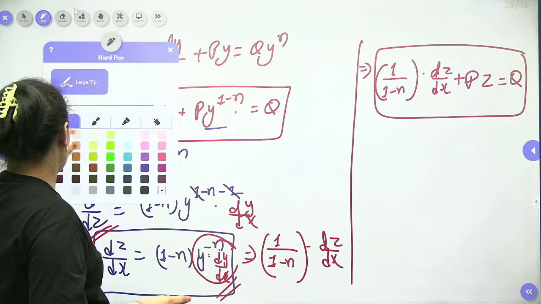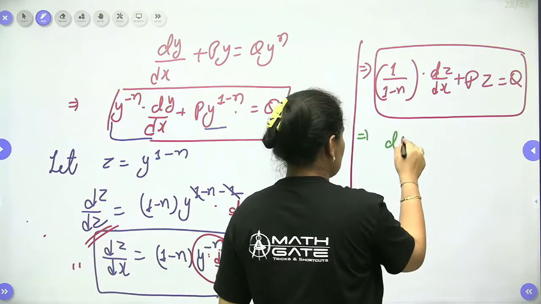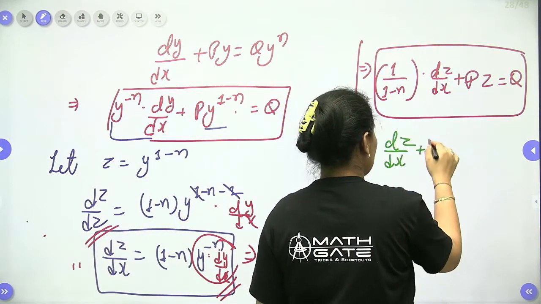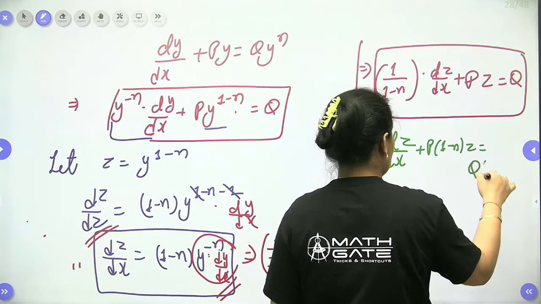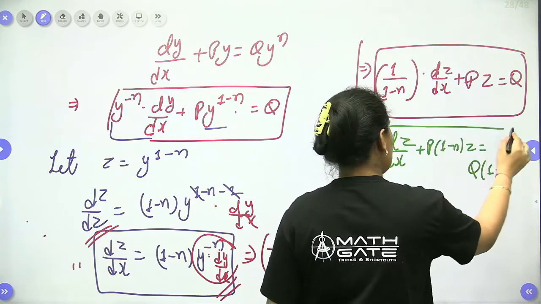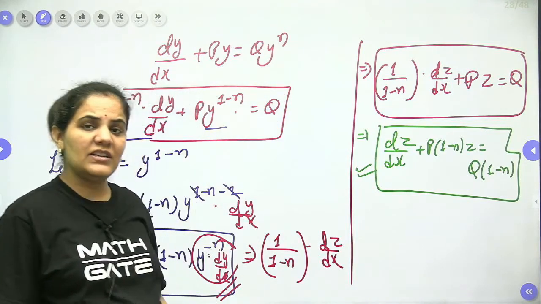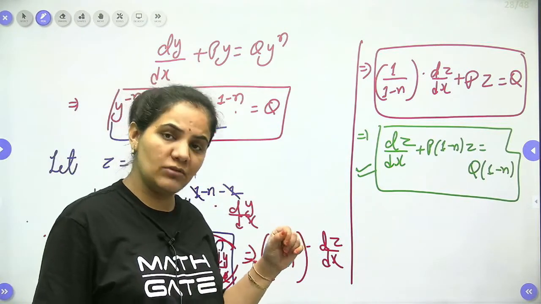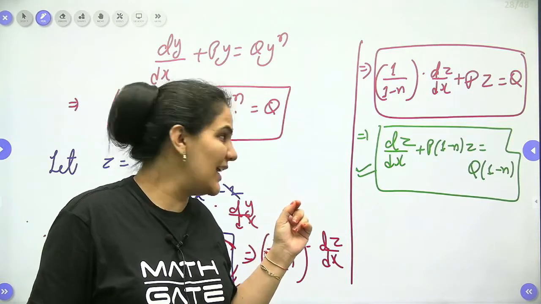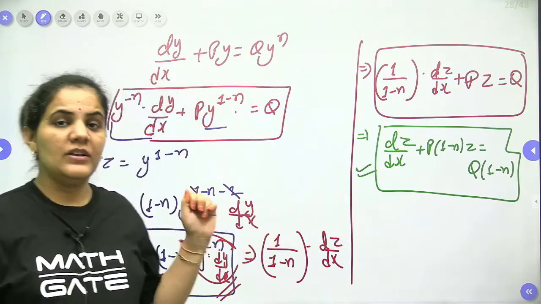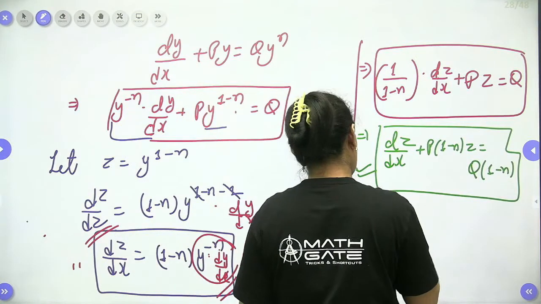So we can make it more simple by writing dz by dx plus p into 1 minus n z is equal to q into 1 minus n. Now this is your linear differential equation in the form of z and x, dear students. You can compare it with the dy by dx plus py equals q form. Here you can see dz by dx plus p into 1 minus n z is equal to q into 1 minus n. So hence this is your linear differential equation.